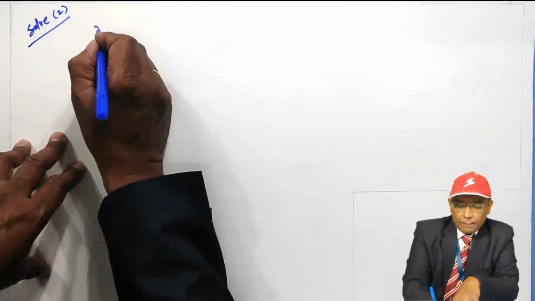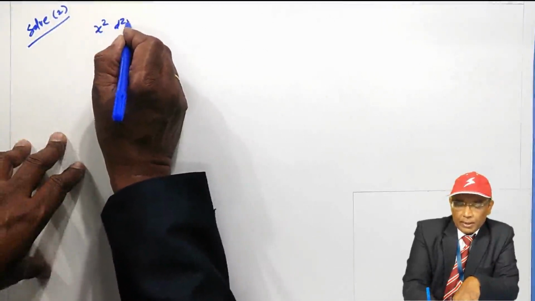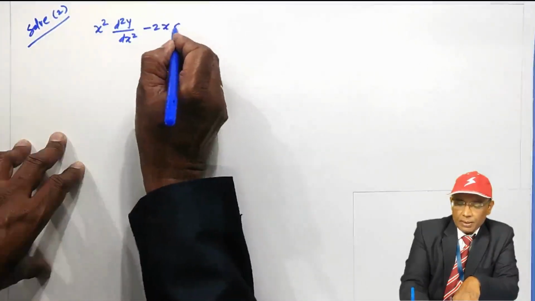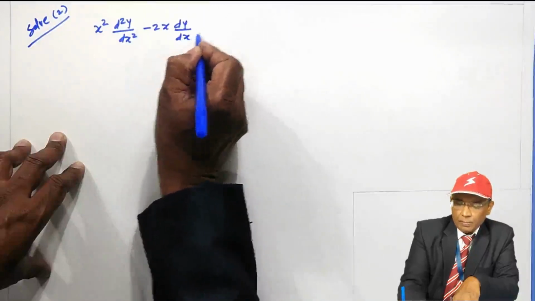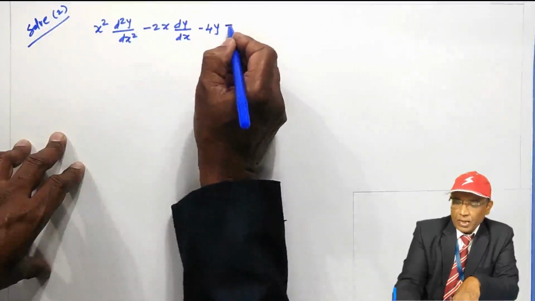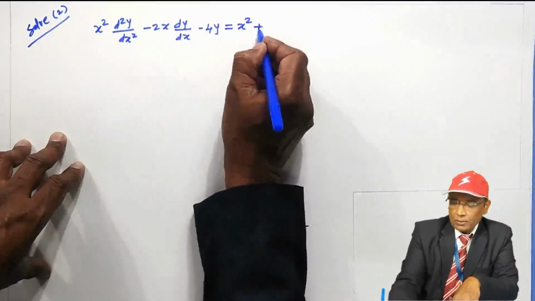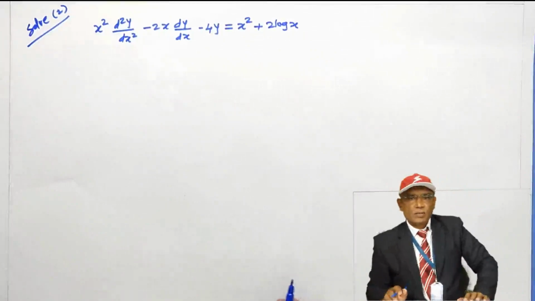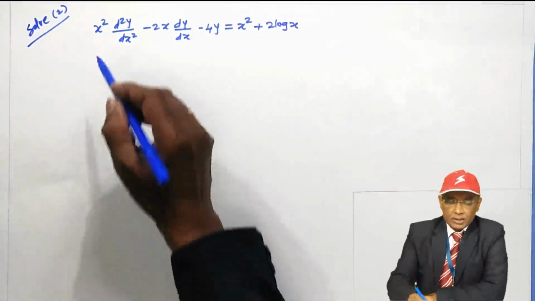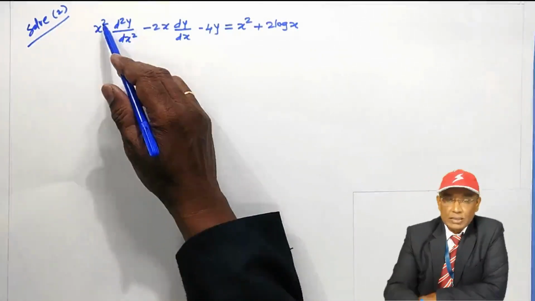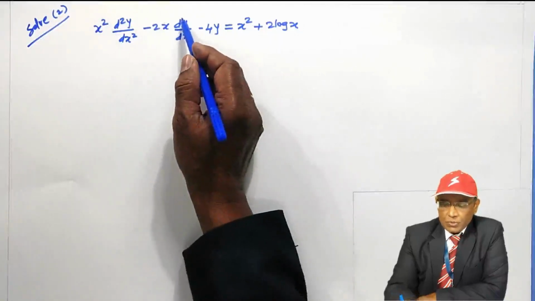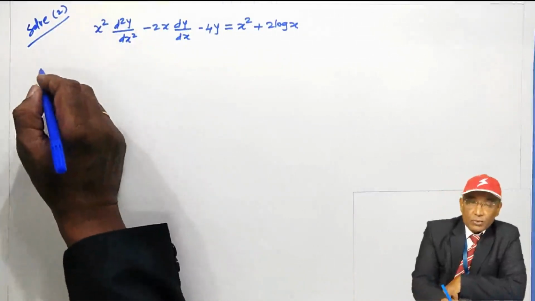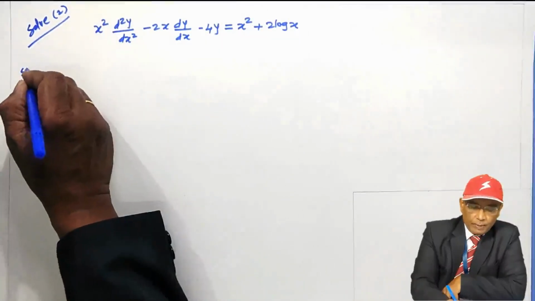X square d2y by dx square minus 2x dy by dx minus 4y equals x square plus 2 log x. Okay, this is Cauchy's differential equation, because see the index of d is 2, index of x is 2 in each term, index of d is 1, index of x is 1, like this. So we are converting this into a linear differential equation with constant coefficients.